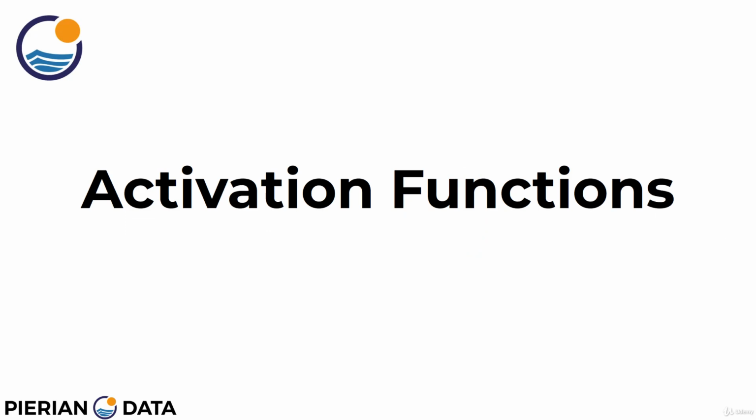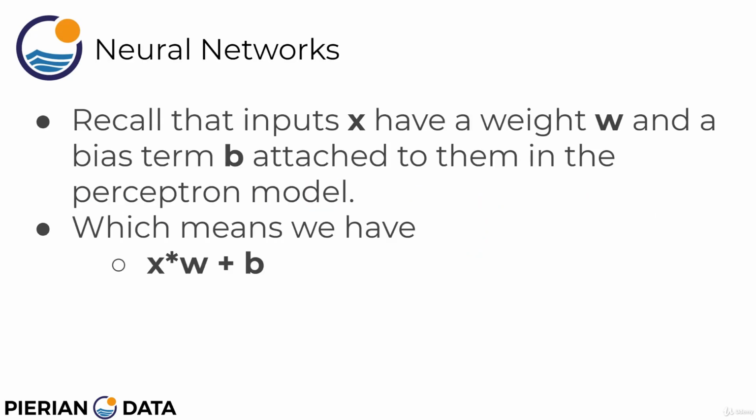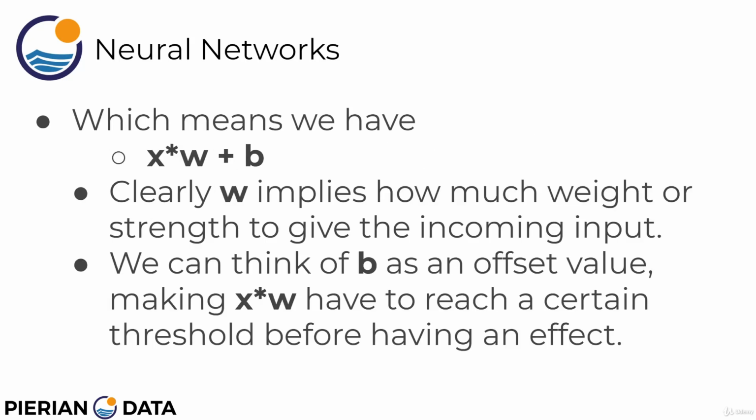Welcome back everyone to this lecture on activation functions. So recall from our neural network models that inputs X have a weight assigned to them W, and then we also add in a bias term attached to them in that perceptron or neuron model, which means as a formula we have the input X times W plus B.